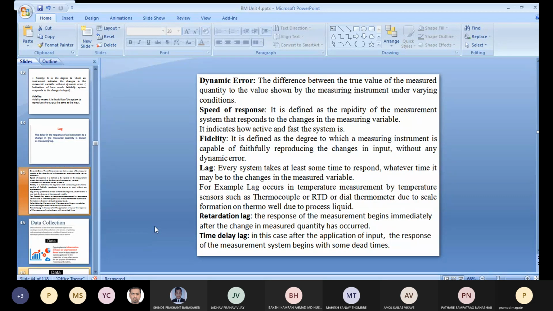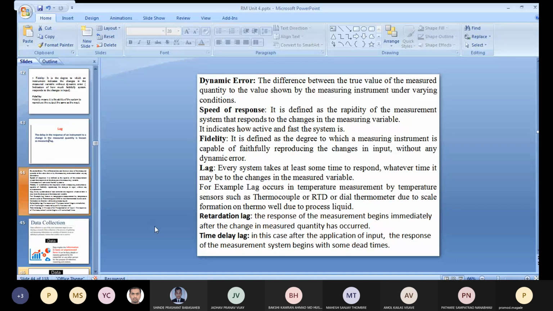So these are the dynamic characteristics which we have seen: speed of response, fidelity, lag, and dynamic errors. So these are called the dynamic characteristics. While writing the answer, you will have to read the question properly and then decide what to write. Correct? As we know all the things, it's fine, it's good. But as per the requirement, as per the time availability, we'll have to write the answer always.